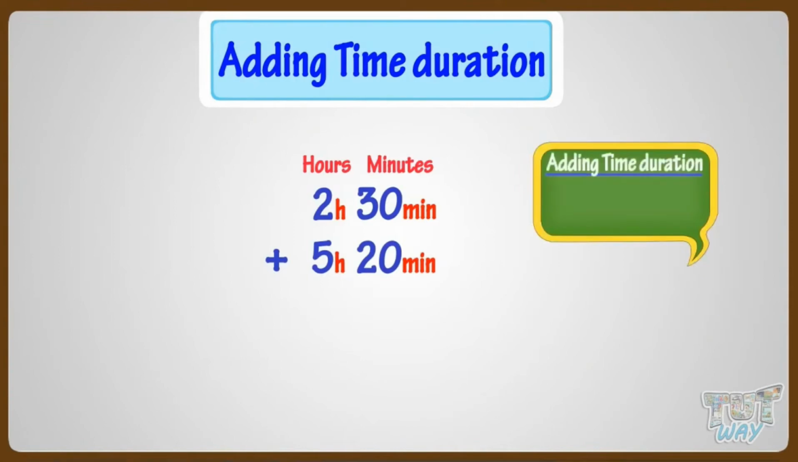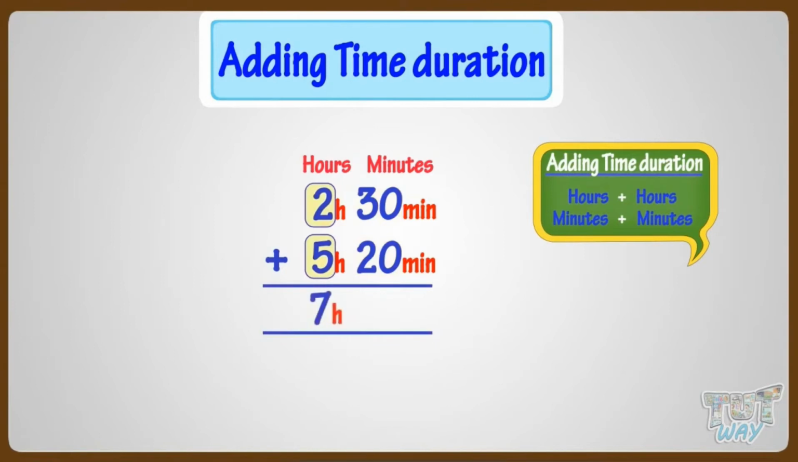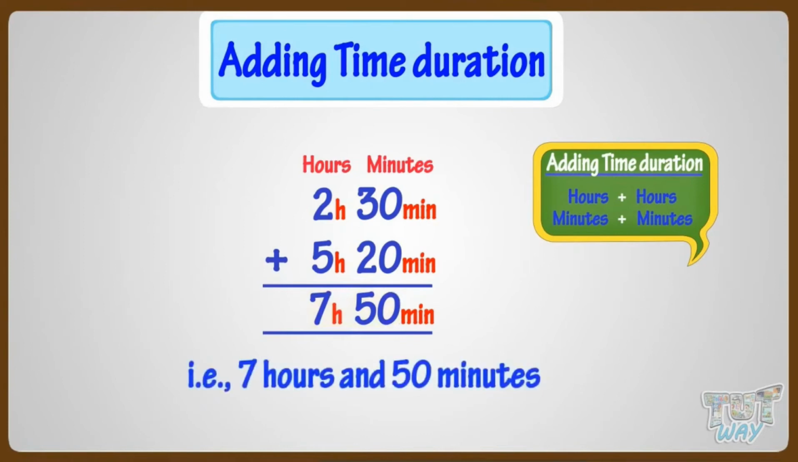While adding time, the simple rule is to add hours with hours and minutes with minutes. By adding hours, we get 7 hours, and by adding minutes, we get 50 minutes. So adding 2 hours, 30 minutes to 5 hours, 20 minutes, we get 7 hours and 50 minutes.